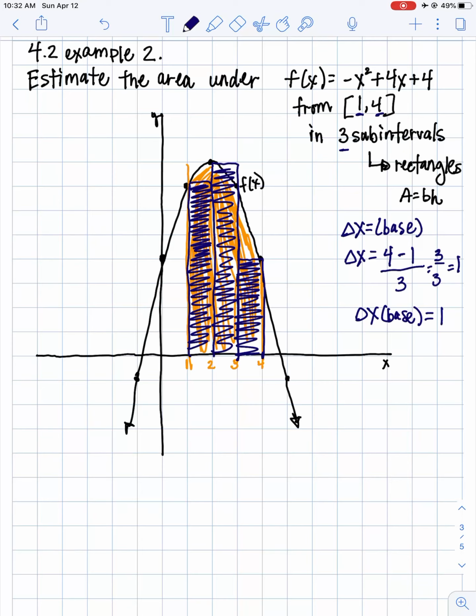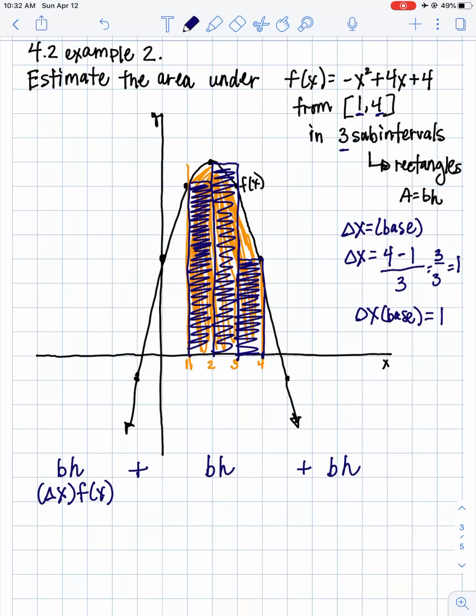And hopefully you realize the more subintervals we have, aka the more rectangles we have, the better estimate we have of the actual area. But for time's sake, we're only doing 3 subintervals for this problem, okay? So we know that we've got 3 rectangles, which means we're going to have to find the base times the height of the first rectangle, plus the base times the height of the second rectangle, plus the base times the height of the third rectangle.